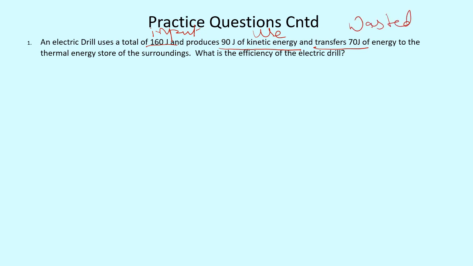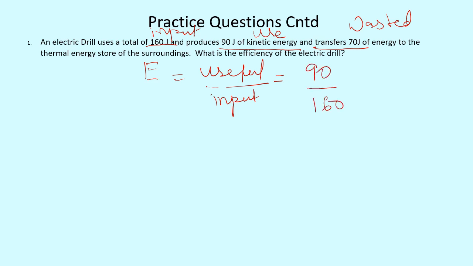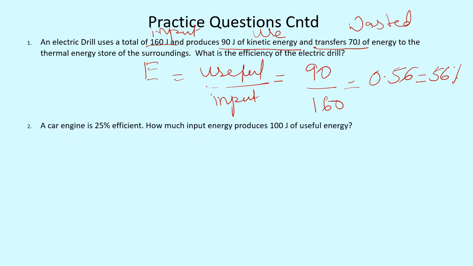So what does our equation say? Efficiency is useful over total input energy. So useful is how much in the question here? 90. You're giving it totally 160. So 90 divided by 160. How much is it? 0.56. So this is 0.56, or if you want to write it as a percentage, you can write it as 56%. Okay?